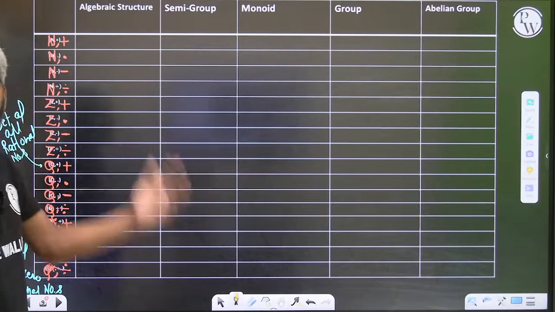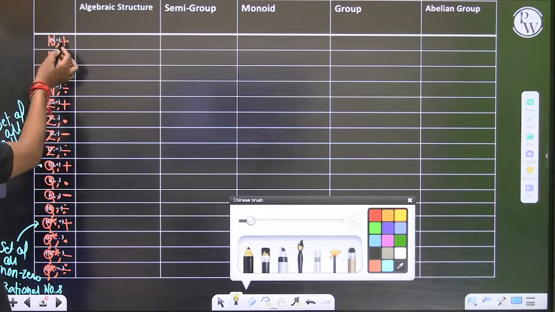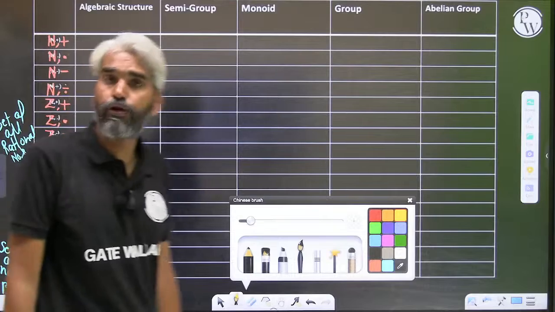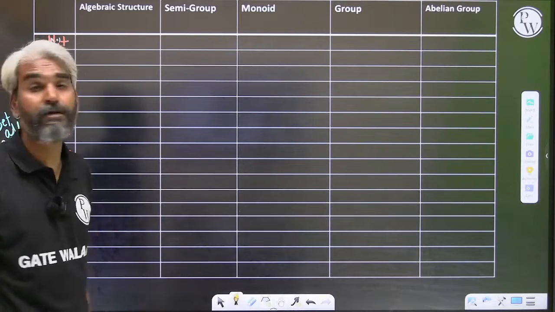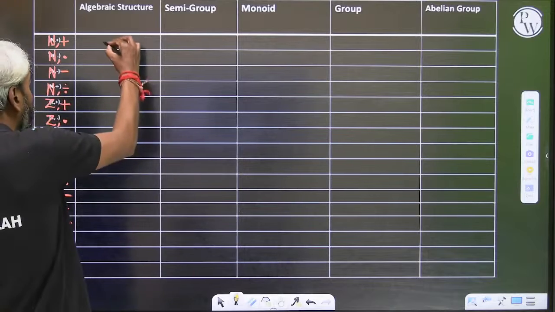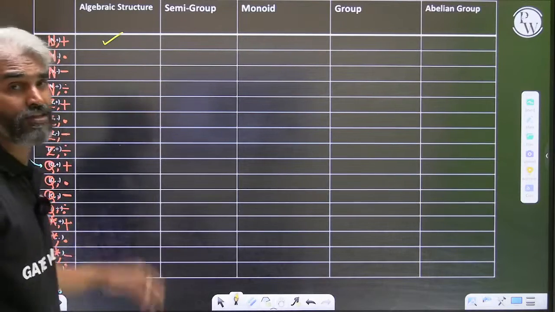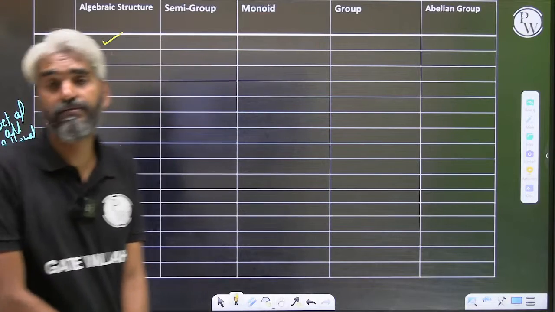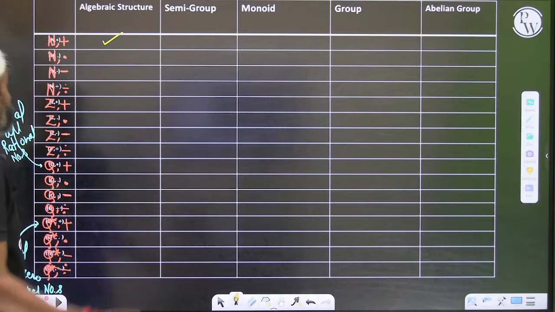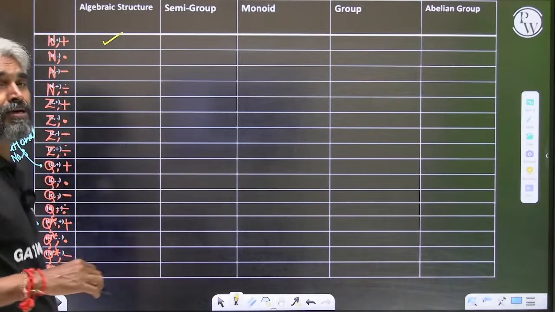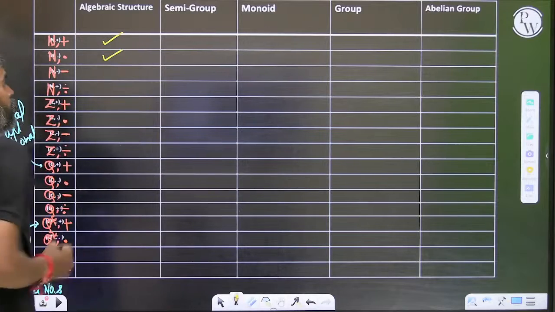So let's try to understand the meaning of algebraic structure. If I take any two natural numbers and perform the addition, the result will also be in the set of natural numbers. Yes, sir. If I add any two natural numbers, the result will also be a natural number. So yes, the set of all natural numbers with respect to addition is an algebraic structure. It is closed. Now, if I take any two natural numbers and multiply them, the result will also be a natural number. So this is also closed.